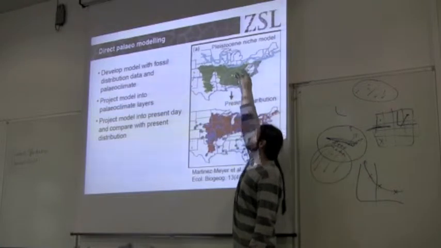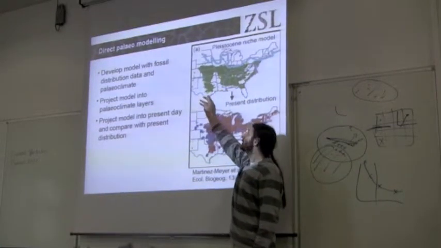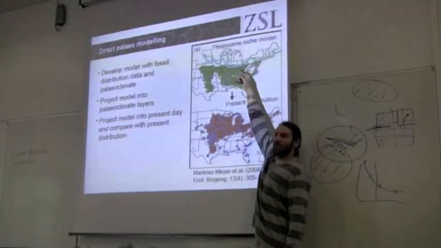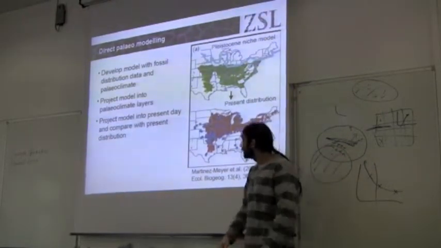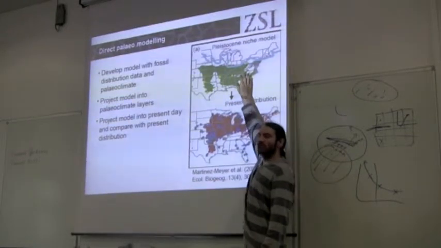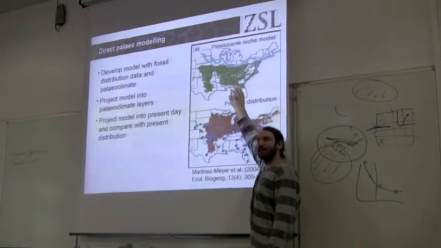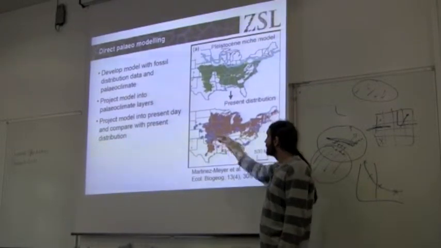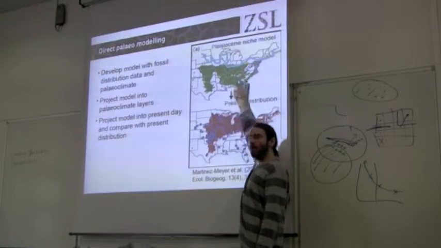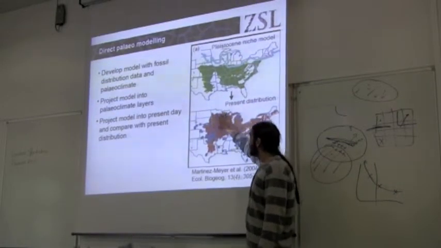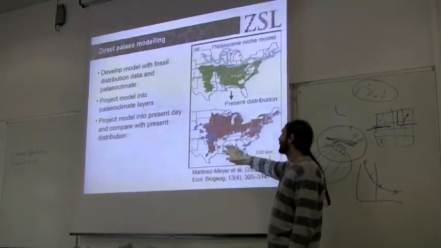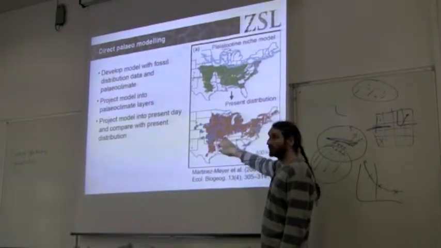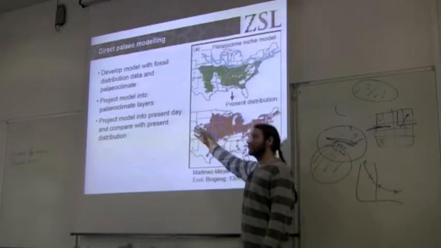And this was their reconstruction of suitable habitat at that time. You remember that point up there. Then they took that model and projected it into present day climate. So here is the model built on paleo data and projected into present day climate. And then they looked at where they felt was suitable based on the model, and then they looked at present day distribution.